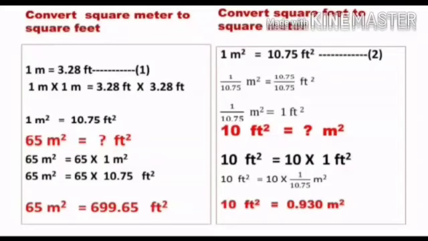Let us take an example. Suppose we want to convert 10 square feet into meter square. We can write 10 square feet is equal to 10 times 1 square feet. In the place of 1 square feet, we are going to write 10 times 1 over 10.75 meter square. We obtain 10 square feet is equal to 0.93 meter square. This is our answer.